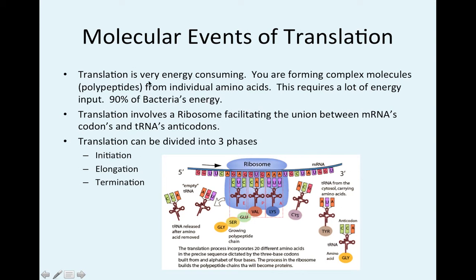So, first thing, translation is very energy consuming. It takes a lot of energy to do this. According to the second law of thermodynamics, anytime you take simple molecules and make them into complex ones, you need to have energy, and we're definitely doing that here. We're taking simple amino acids and making them into a polypeptide chain. So that's going to require energy to create order. So translation involves a ribosome facilitating the union between an mRNA molecule and the tRNA codons. It's basically a meeting spot for both of them.